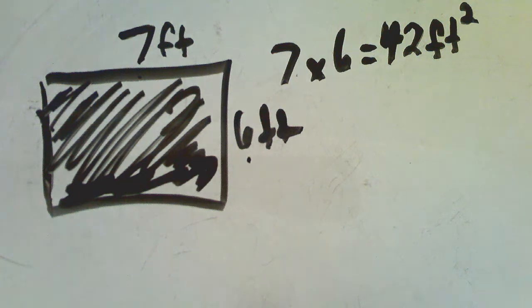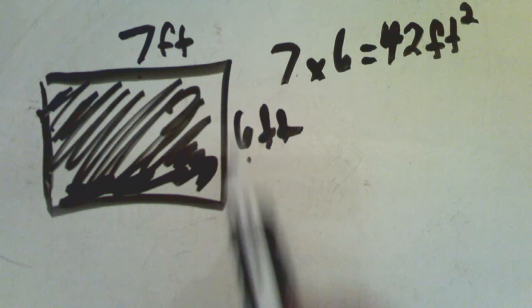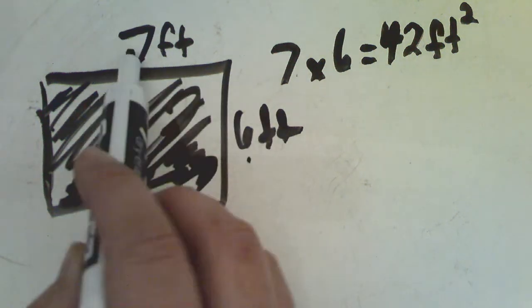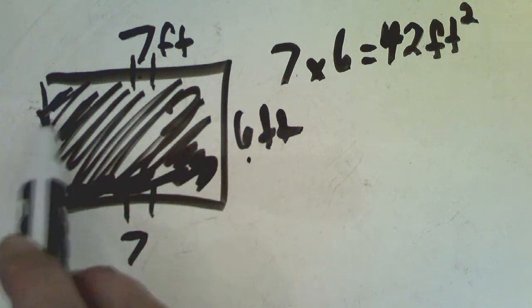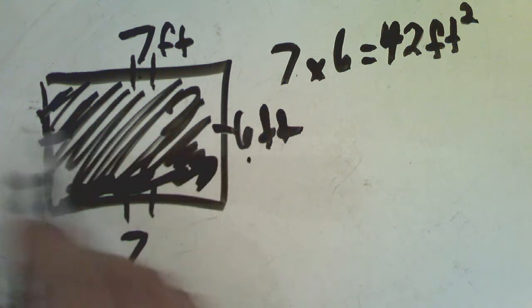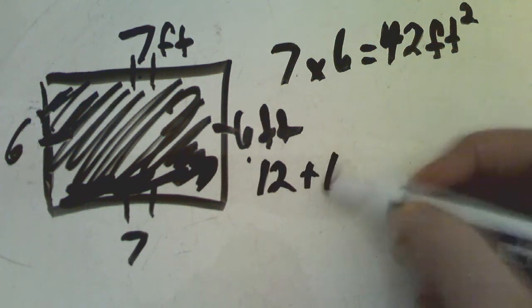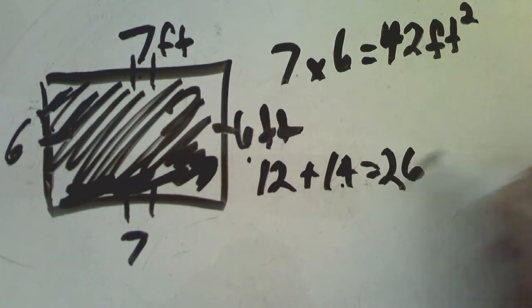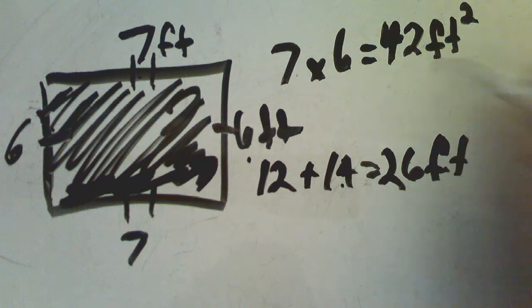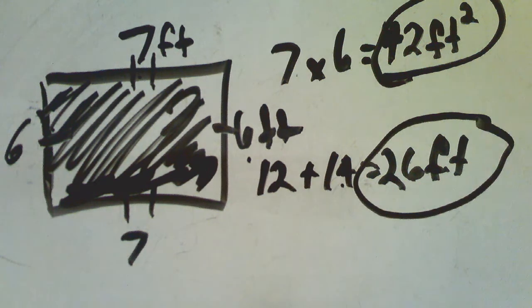But now I want to put a fence around my yard too, and I want to go the whole way around. So I need to know how much fencing I actually need. So again, I know this side is equal to or congruent to this side. So this is also 7. And this side is equal or congruent to this side, which is 6. So now I'm just going to add them together. I know 6 and 6 is 12. And 7 and 7 is 14. So I'm just going to add from there. 4 plus 2 gets me 6, and 1 plus 1 gets me 2. I end up with 26 feet. So I need 42 feet squared in grass and 26 feet of fencing to make my yard.